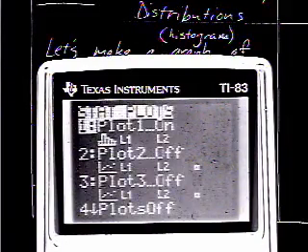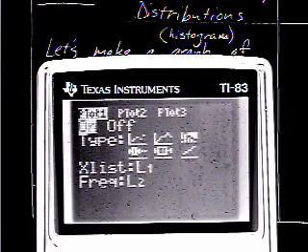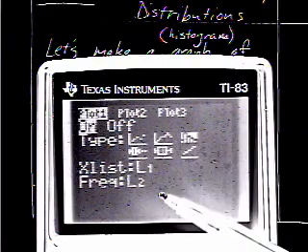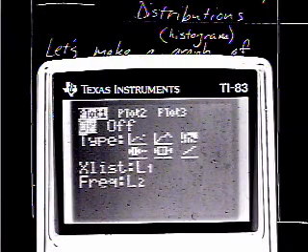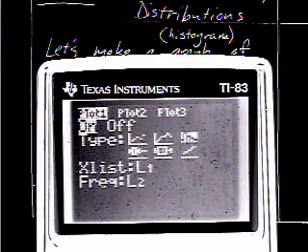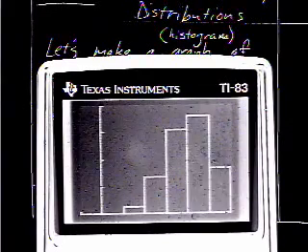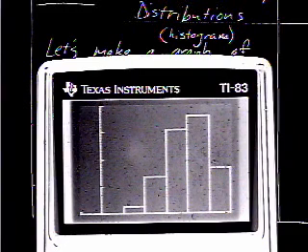All right, so let's go into our stat plot. Make sure that you have a plot turned on. Make sure that it is a bar graph or histogram. And make sure you have list 1 for your x's and list 2 for your frequency. Now when you go to graph it, you're going to see a nice looking histogram.